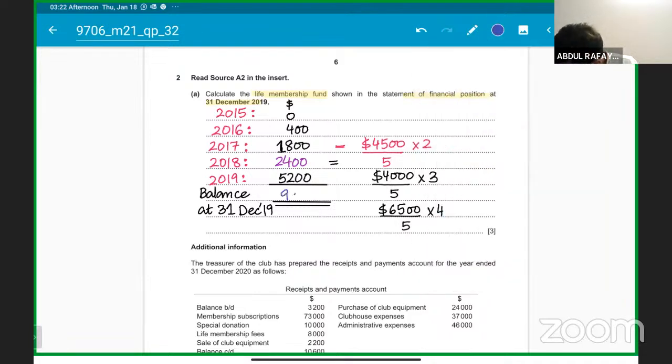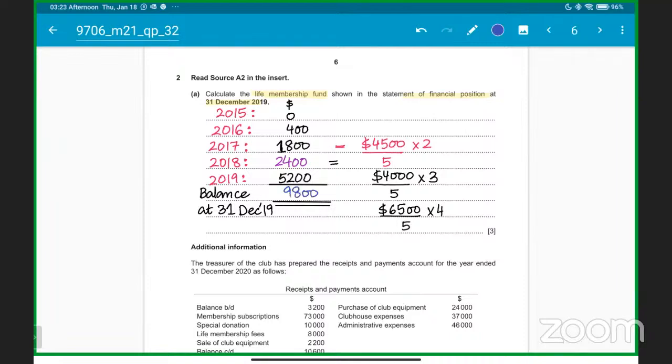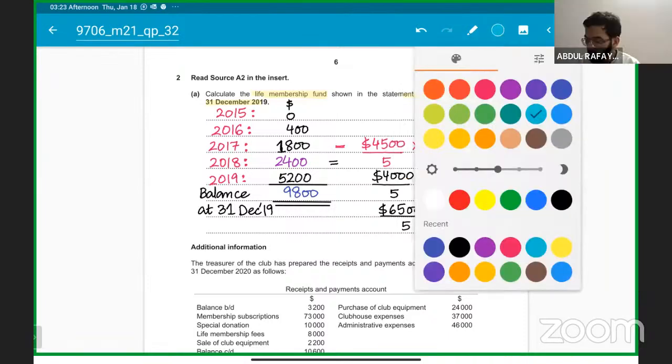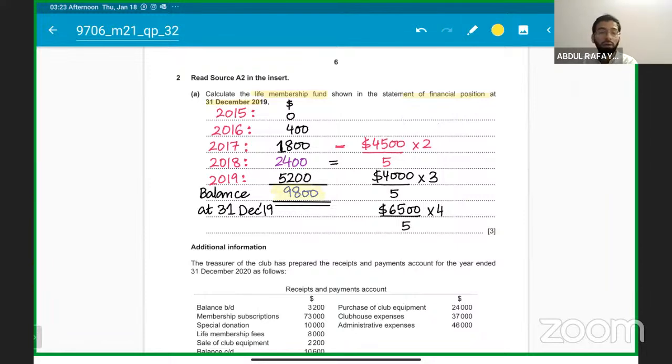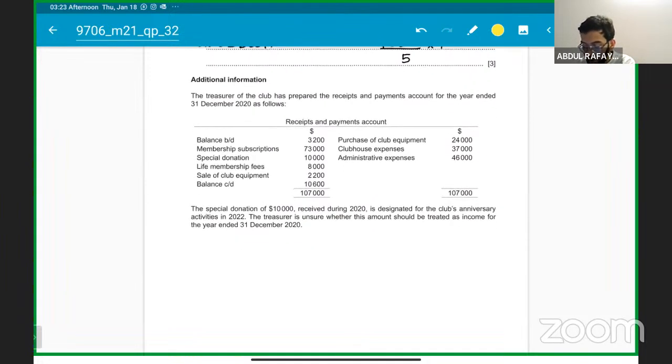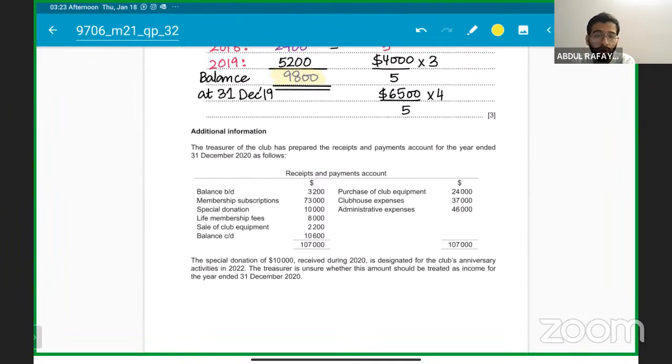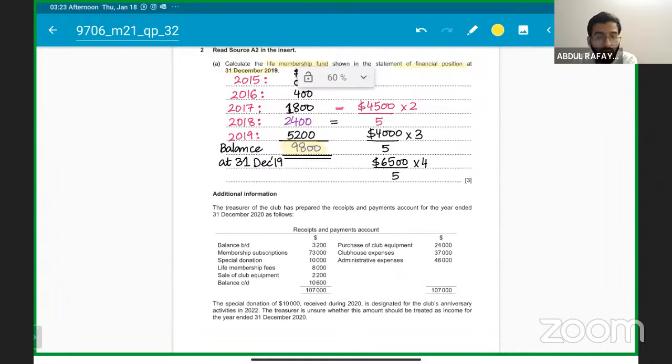Okay, people got it? Clear? Understood? Any problems? Let me know. Clear. Guys got it? Any questions, any confusions? Let me know, we can discuss now. So we have got the closing balance for the life membership fund, that is 9,800. Is everyone clear? Understanding, students? कोई प्रॉब्लम, कोई question, कोई concern, please discuss.